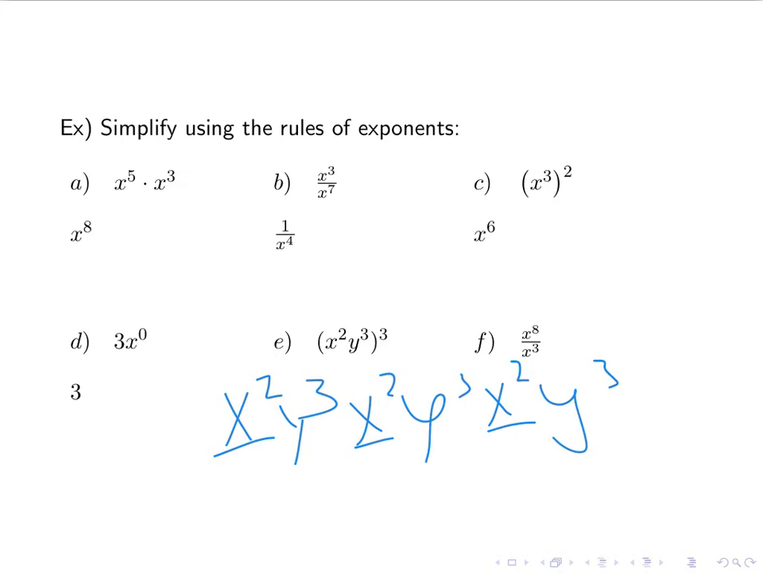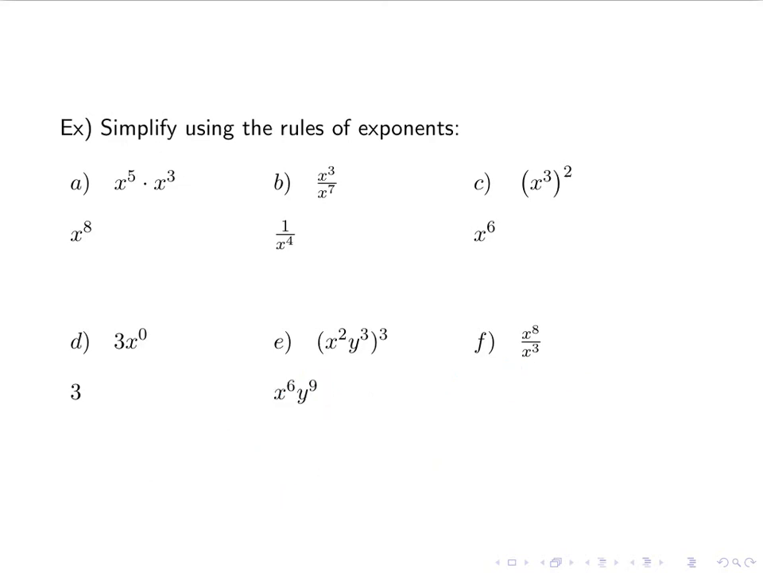X to the 2 plus 2 plus 2 is x to the 6th. And then I'm going to put my y's together. Y cubed times y cubed times y cubed is y to the 9th. So I can kind of distribute the exponent here. I don't like to say that though, because distributing is really when you have addition, which you can't do here.